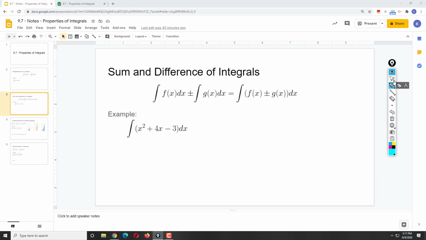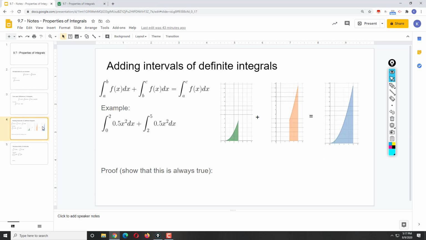Okay. Next, here are some properties involving definite integrals. Here's the first one. The integral from a to b of f of x dx plus the integral from b to c of f of x dx is equal to the integral from a to c of f of x dx. What do I mean by that? So for example, the integral of 0 to 2 plus the integral of 2 to 5 is just the integral of 0 to 5 of whatever function we have, which in this case is 0.5 x squared dx.